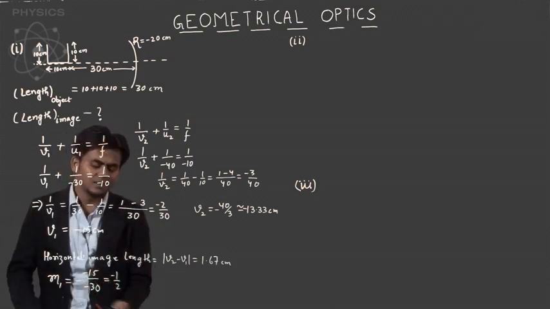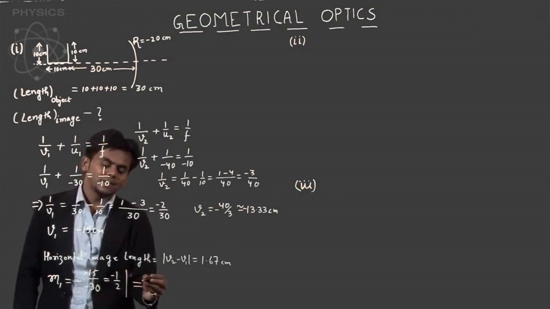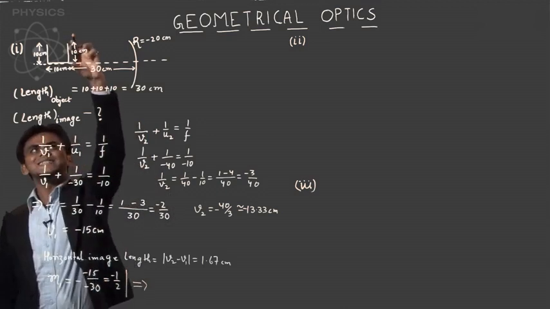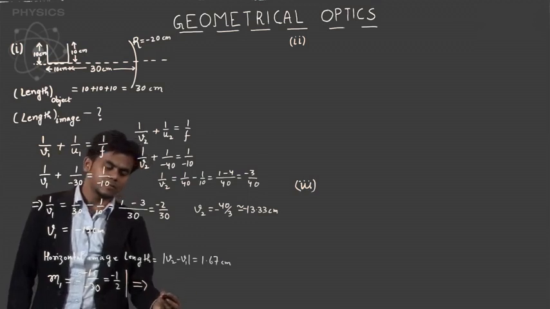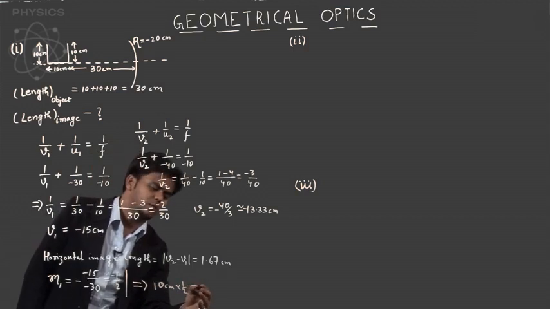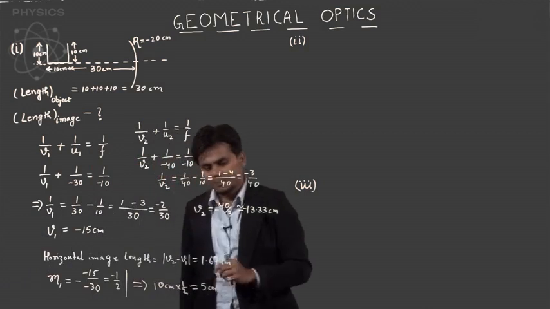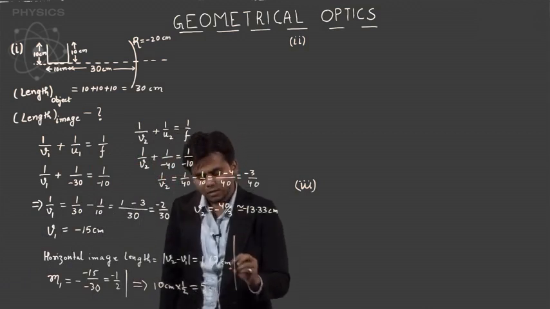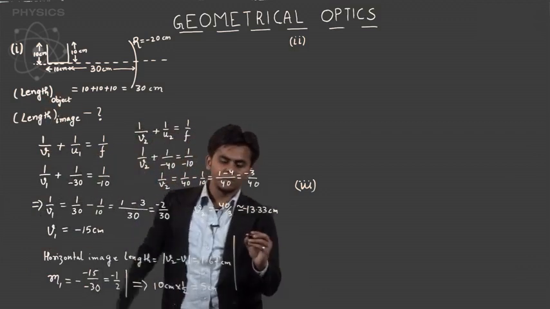Just mod M1 is relevant for me. So this implies that this guy over here, 10 centimeters standing at position 1, would be essentially equal to 10 centimeters into half. I'm just taking the mod M1 value. This would be your 5 centimeters.